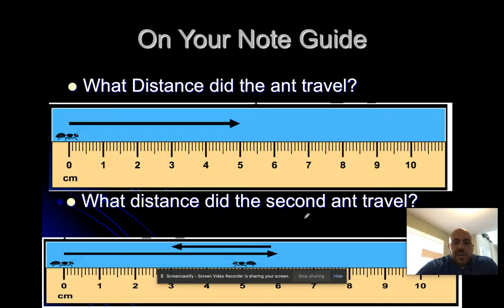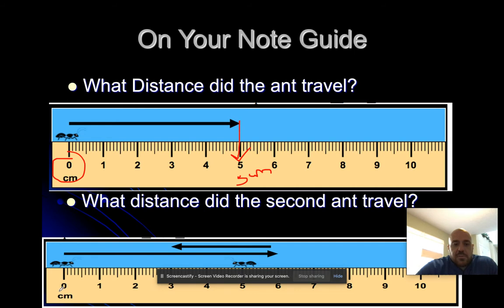All right, if we look at the ant in the second picture here, down at the bottom, well, let's look at the top one first. Why not do both? Top one, ant, starts at 0. The arrow goes to 5. All right, super simple. That means it went 5 centimeters. Those are the nice ones.